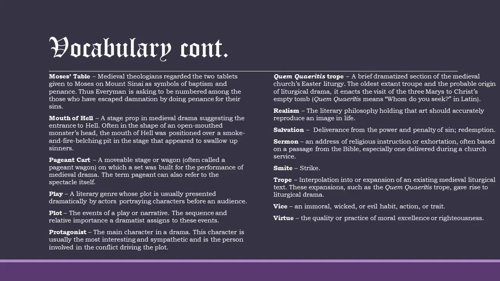These expansions, such as the Quem Quaeritis trope, gave rise to liturgical drama. Vice is an immoral, wicked, or evil habit, action, or trait, and virtue is the quality or practice of moral excellence or righteousness. Does anyone have any questions about the vocabulary? Okay, so moving on.